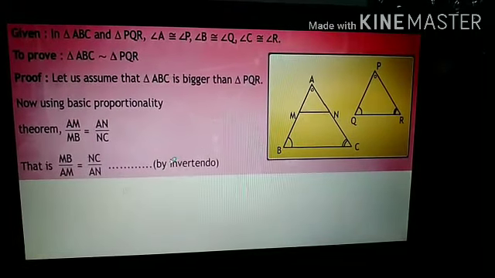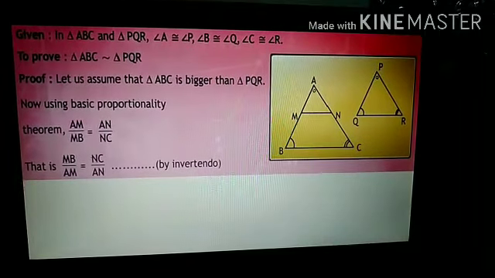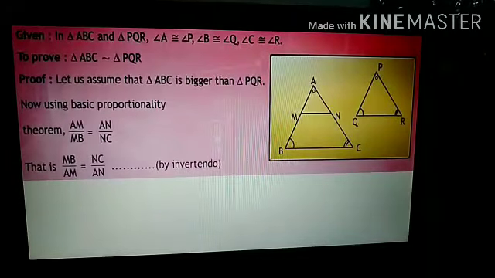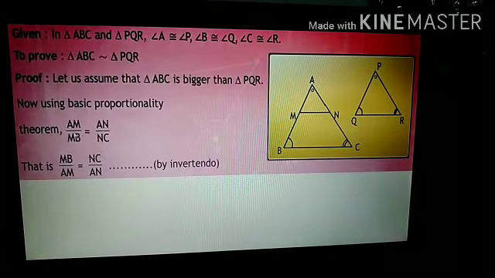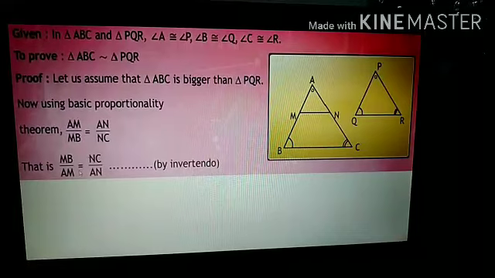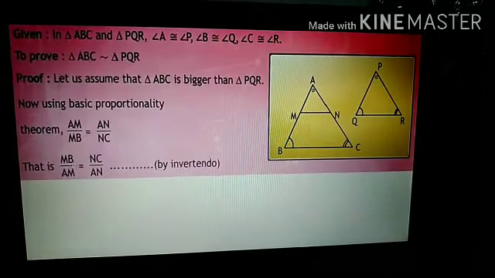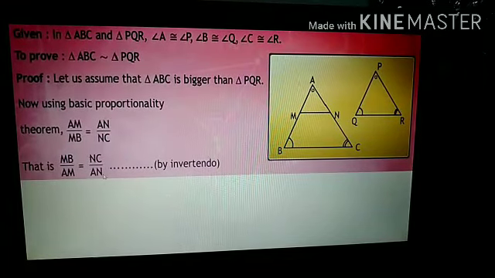Now, we have studied the property of invertendo in 9th standard Maths 1 syllabus. We are going to apply the same invertendo property to our ratio of what we have just written, that is AM upon MB is equal to AN upon NC. So when we apply invertendo, the numerator will shift to the denominator and denominator to the numerator. So the ratio is MB upon AM is equal to NC upon AN.